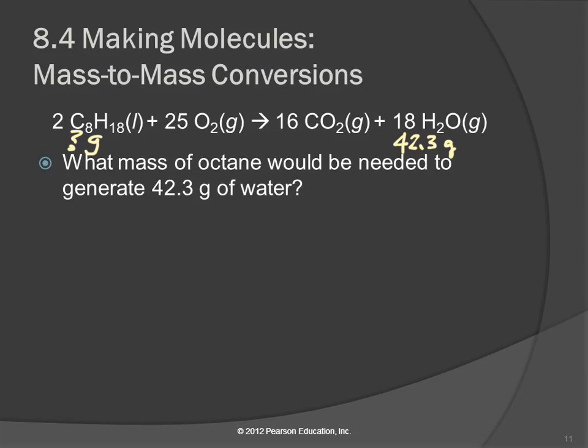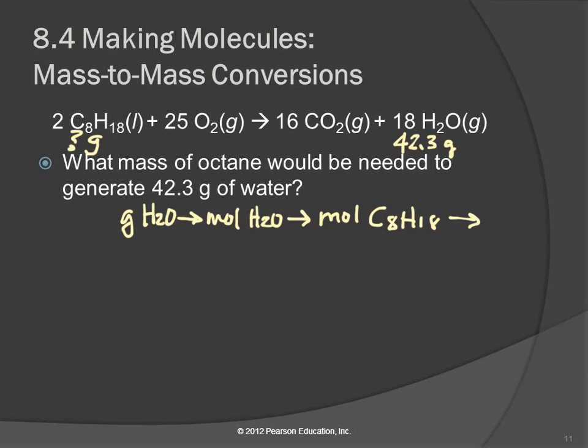So this kind of looks backwards of what we just did, where we had the octane and we were calculating one of the products. But the process of doing the problem is exactly the same. I've got a mass of something and I'm finding the mass of something else. So our path is going to be grams to moles to moles to grams. This time we're starting with grams of H2O to moles of H2O to moles of octane to grams of octane.